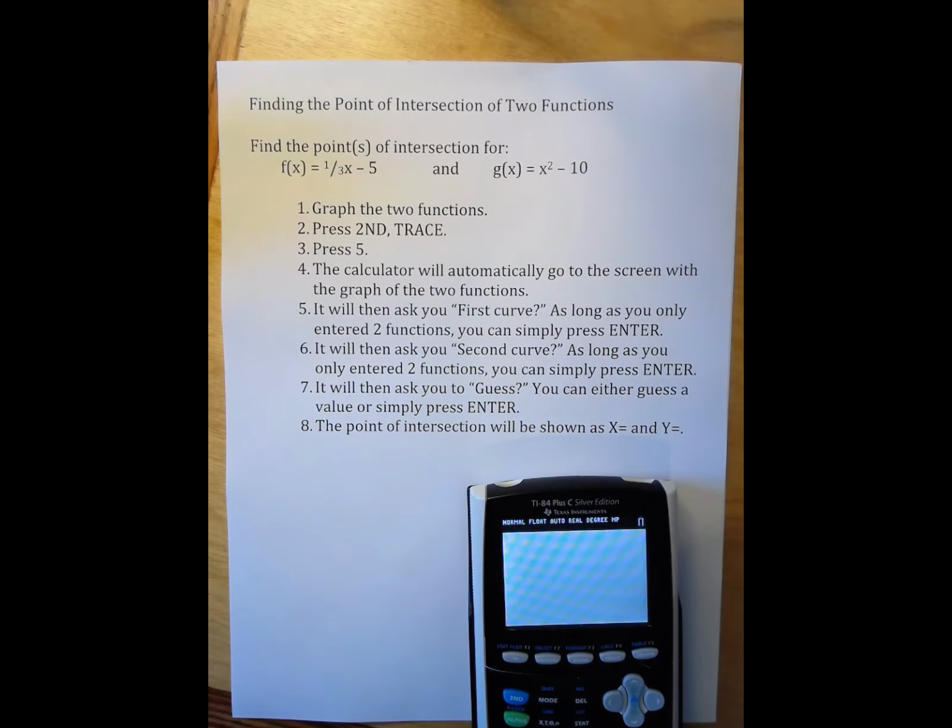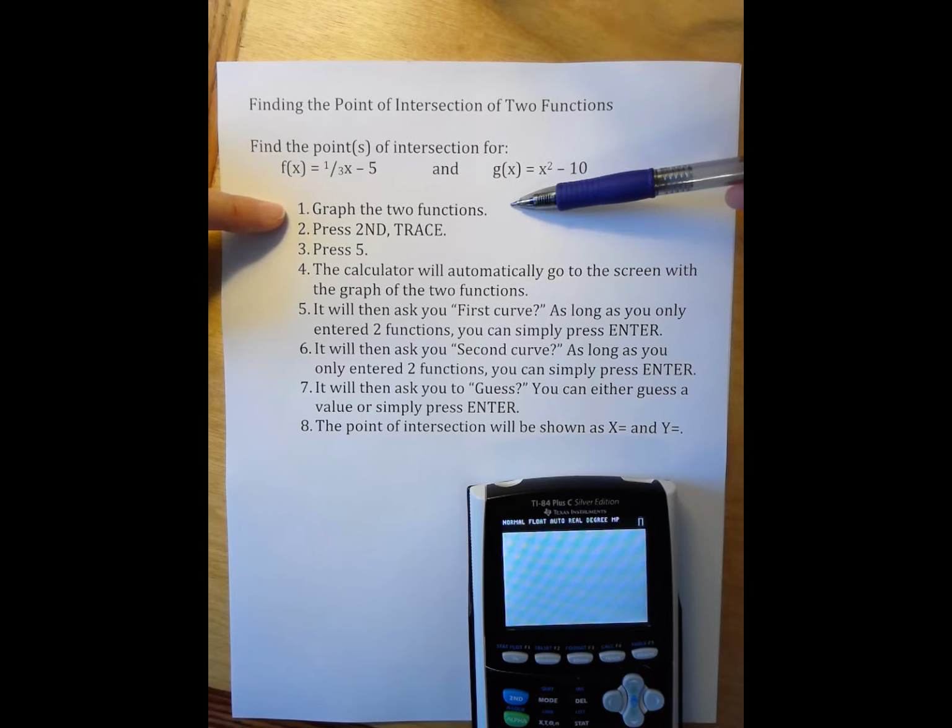These notes are on finding the point of intersection of two functions. The two functions I'm going to deal with here are a linear function, f of x equals 1/3 x minus 5, and a quadratic function, g of x equals x squared minus 10. So the first thing I need to do is graph the two functions.